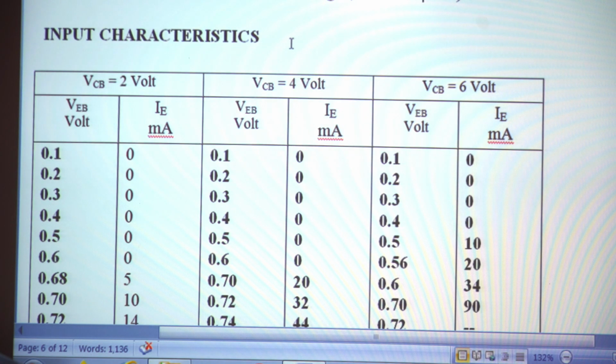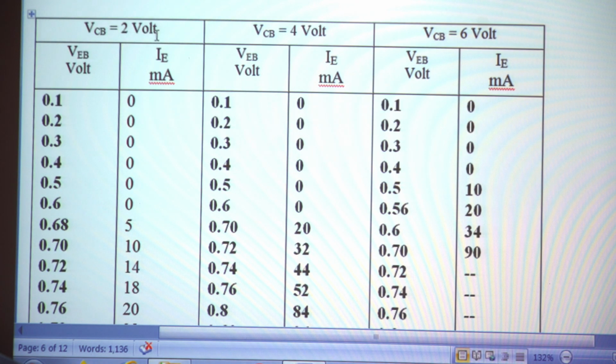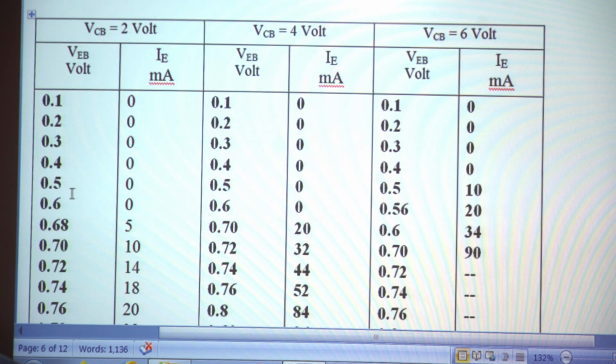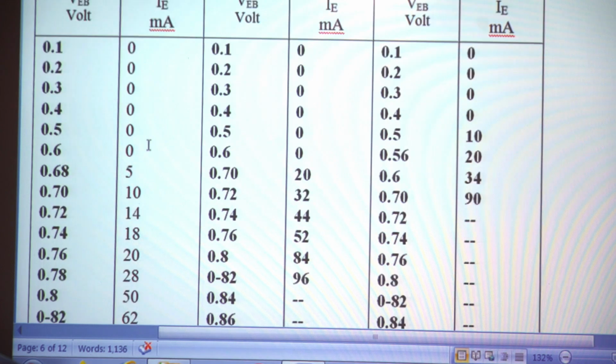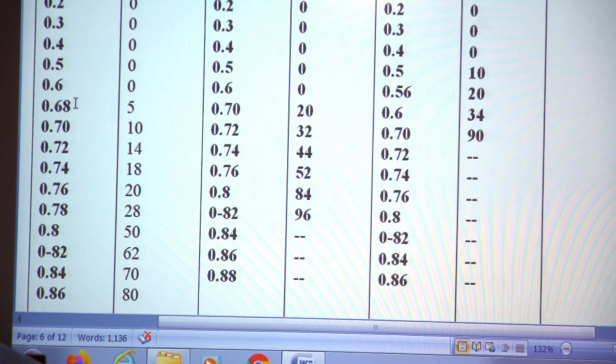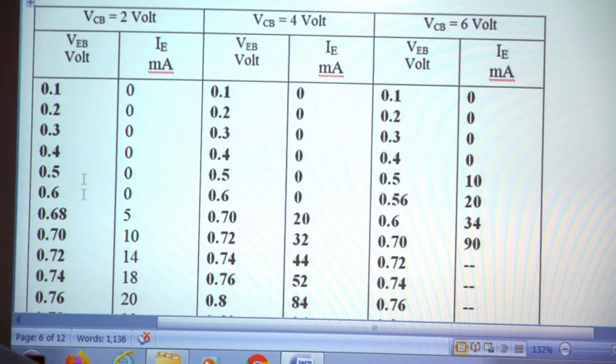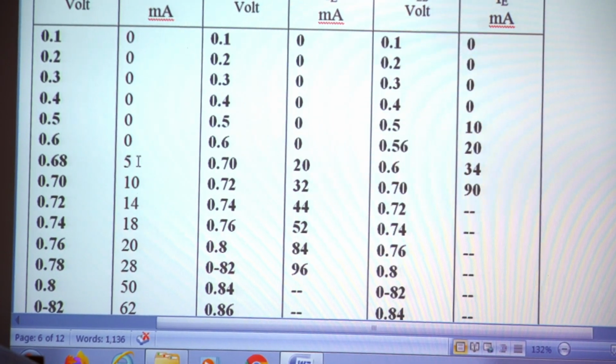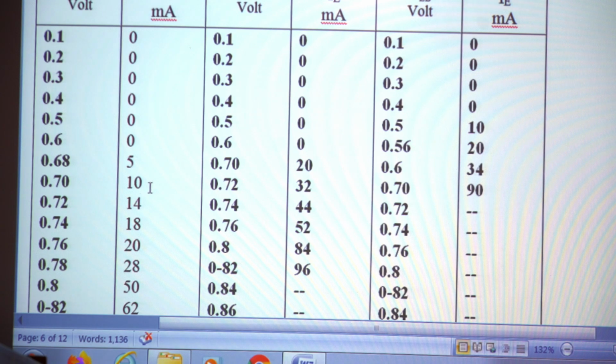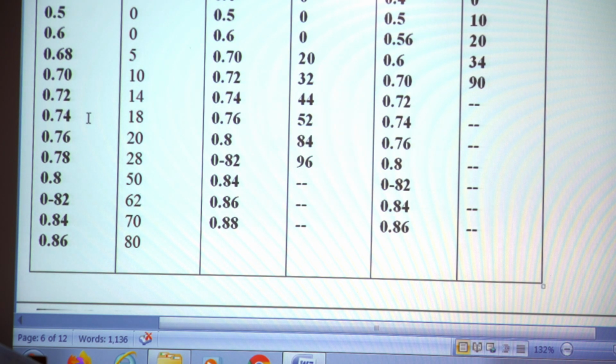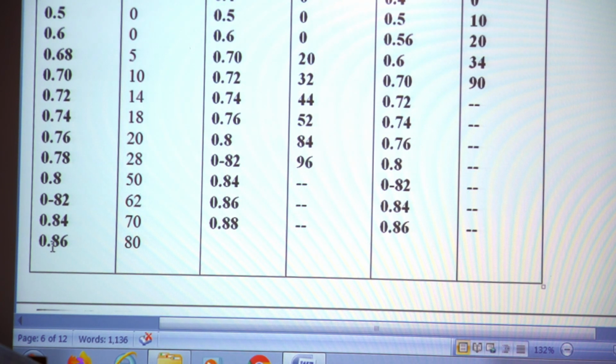For the input characteristics, we maintain the collector base voltage at 2 volt. Then we varied the emitter base voltage with the help of the rheostat RH1, and the ammeter A1 reads the emitter current. So initially for 0.1, 0.2, 0.3, 0.4, 0.5 and 0.6 volt, we obtain the emitter current as 0. The emitter current starts when the base emitter voltage VEB becomes 0.68, where we obtain a value of 5 milliampere. Then 0.7, 10 milliampere. Then 0.72, 14; 0.74, 18; 0.76, 20; 0.78, 28 and so on, 0.86, 80.